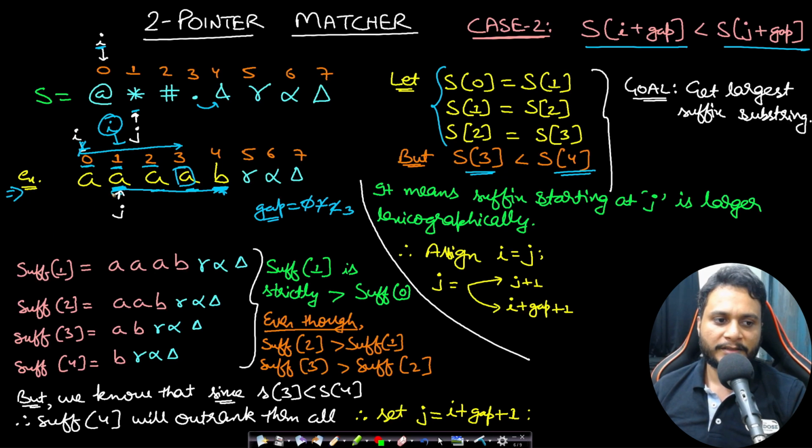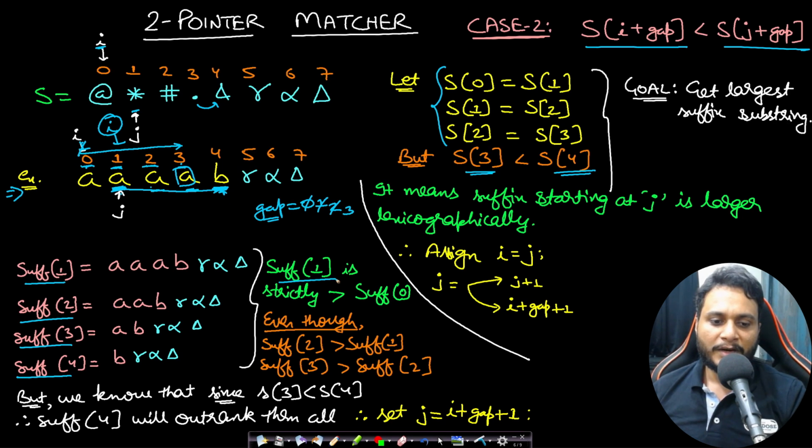Well, if you look at the matchings we had done, 0 was matching with 1, 1 was matching with 2, 2 was matching with 3, and 3 was not matching with 4, right? So if you look at the suffix starting at 1, it will be triple A, B, gamma, alpha, delta, where gamma, alpha, delta are not known. Suffix starting at 2 is given, suffix starting at 3 and suffix starting at 4 are given.